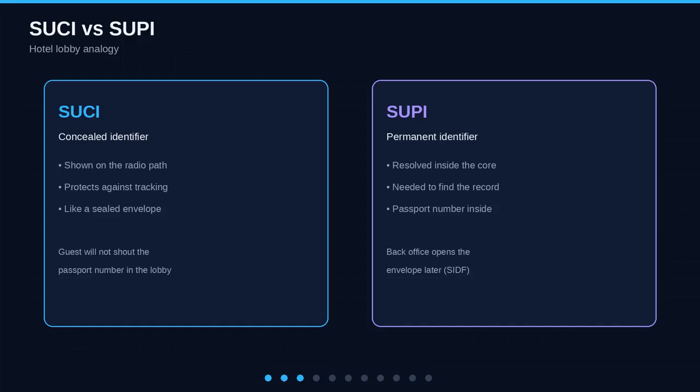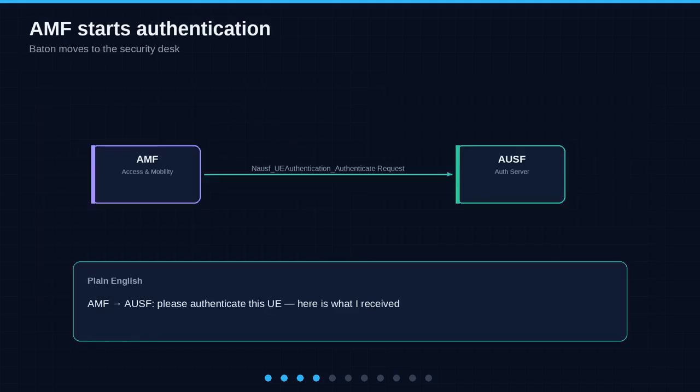The AMF does not authenticate alone. It calls the security desk. It sends a service operation with a precise name, Nausf_UEAuthentication_Authenticate request. Strip the jargon and it means AMF asking AUSF, please authenticate this UE. Here is what I received. In a healthy path, the AUSF will drive challenge response style authentication, involving the UDM for authentication data, and eventually return a result the AMF can trust.